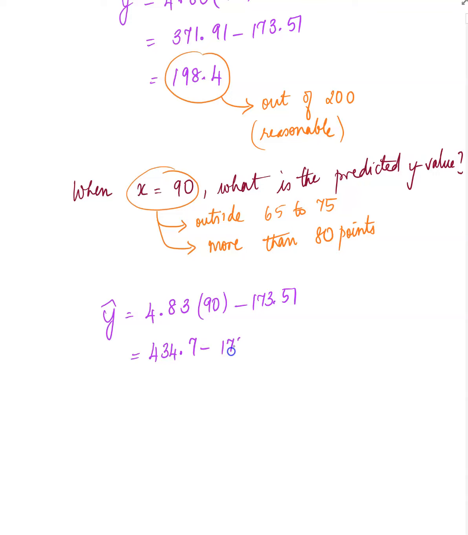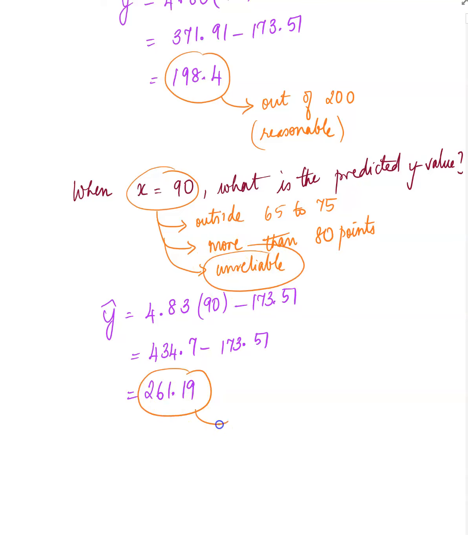434.7 minus 173.51, and the answer is 261.19. So first of all, you started with something that's unreliable. Okay, let me write that there. Unreliable.